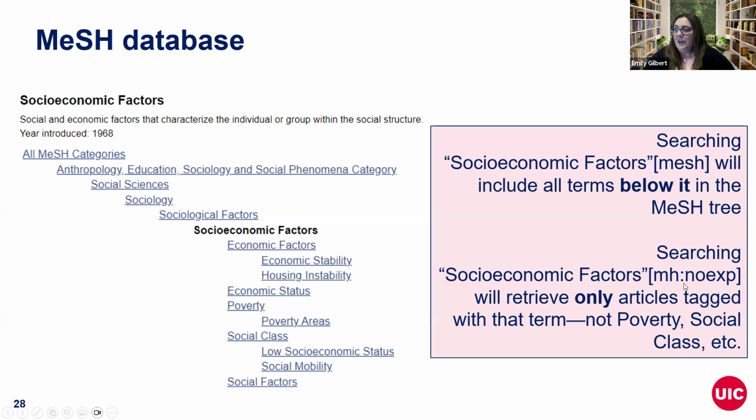MH colon NOEXP. That means no explode. It's called exploding when you search everything below it. So that is another example of the very specific syntax you have to use in the database. But if you do something like that, it will retrieve only articles tagged with socioeconomic factors. It won't bring anything back that's tagged with just, say, poverty.